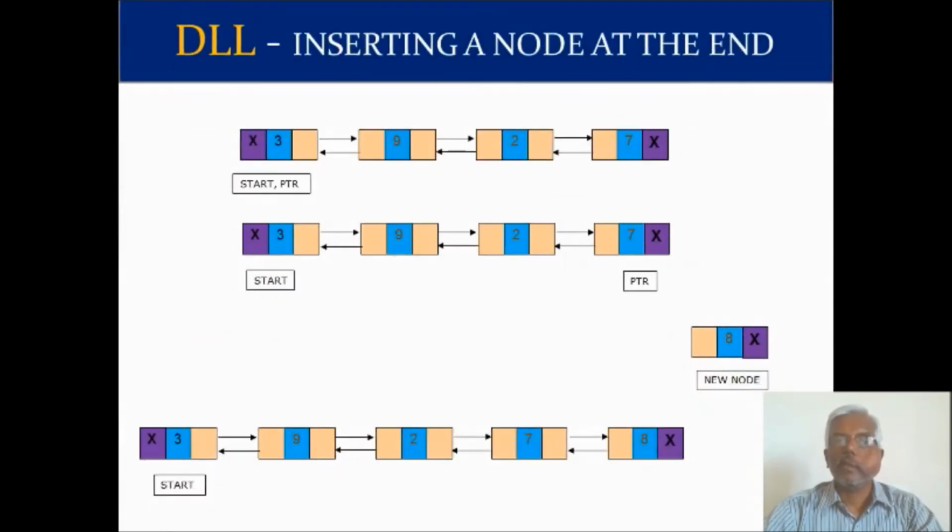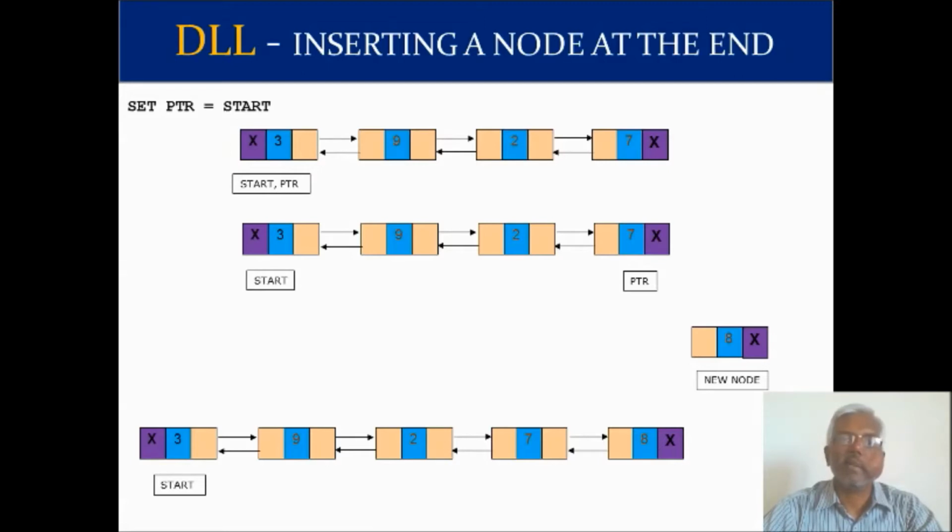Now we go for inserting a node at the end. So we consider a doubly linked list with 4 elements: 3, 9, 2 and 7. As usual, start is the pointer which points to the first node. Now we are introducing a new variable called ptr, which once again points to the first node of the list by using the statement set ptr is equal to start.